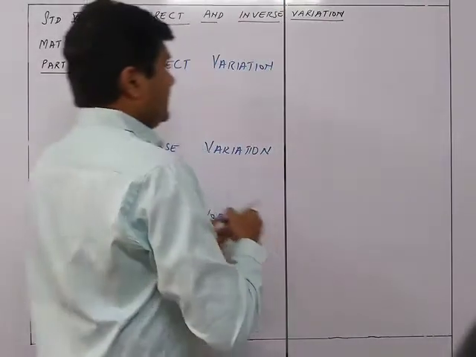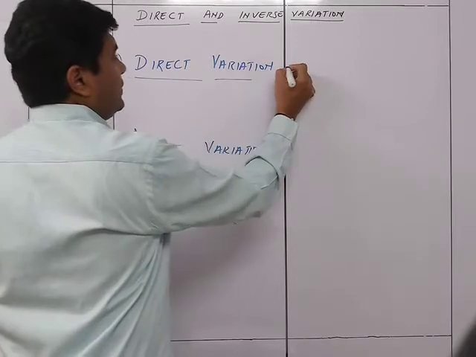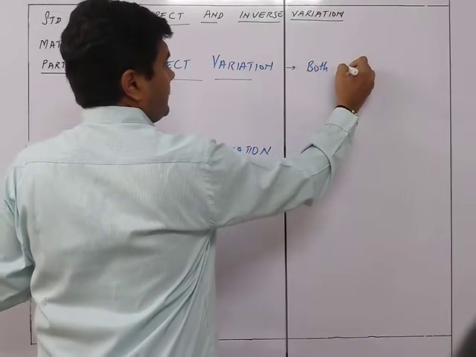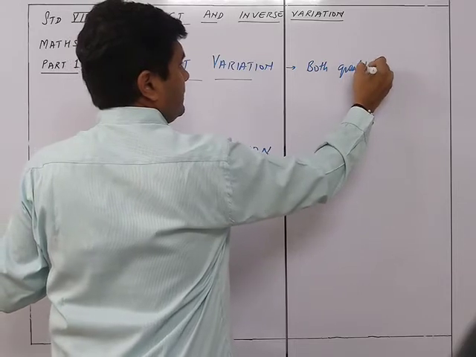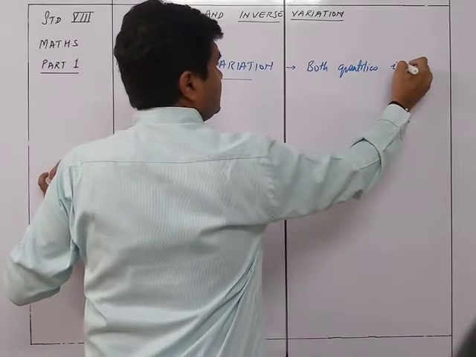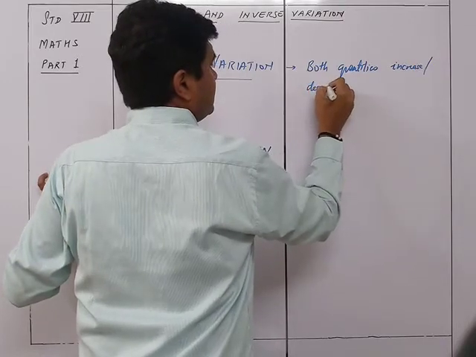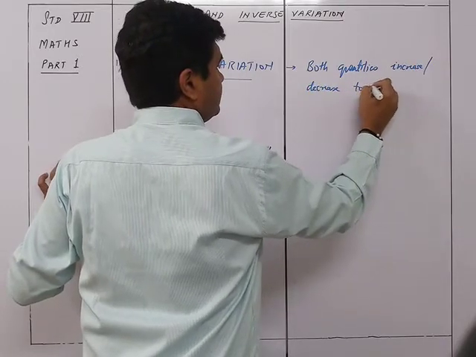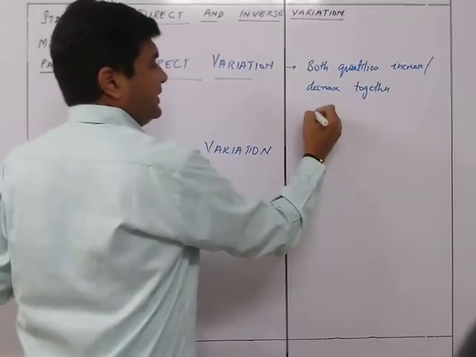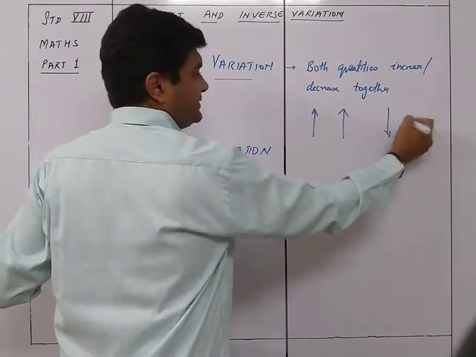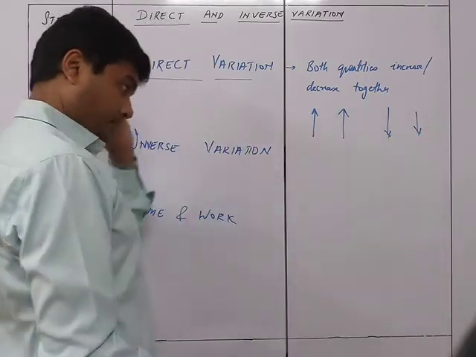So here you can see in direct variation you have got both quantities increase or decrease together. That means if one increases, the other also increases. If one decreases, the other also decreases.